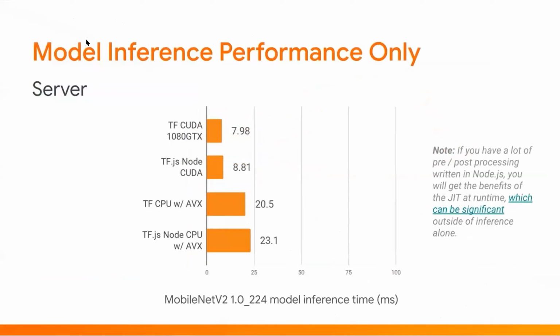So what's the performance like? As you can see here, executing MobileNet v2 on both Python and Node with CUDA leads to less than 1 millisecond of difference for raw execution time.